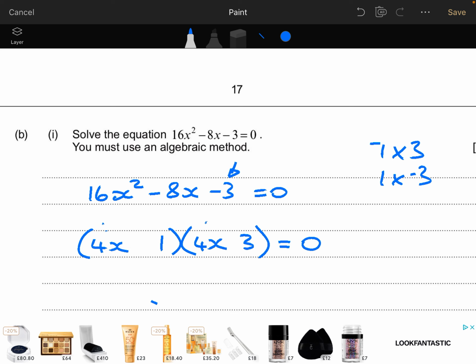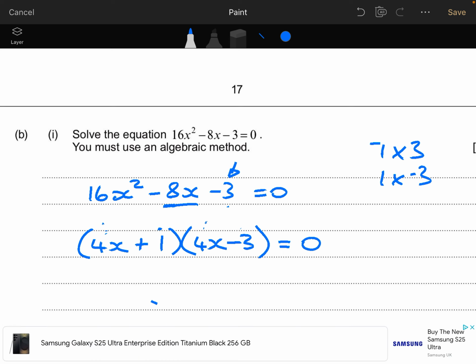I know that I've got to end up with a -8x, so I've got to have a bigger negative in here to get that -8x. So I'm going to say the negative goes here and the plus goes here. Okay, so check in. 4x times 4x will give me 16x squared, and 1 times -3 will give me the -3. We've just got to make sure that we get a -8x. So I'm going to check that out now. 4x times 4x will be 16x squared.